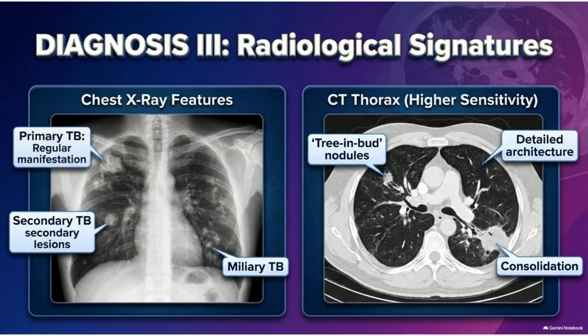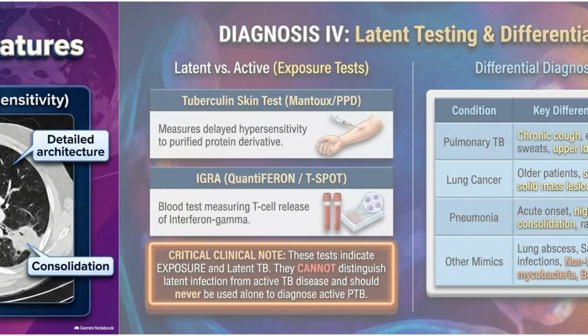Chest X-rays can reveal characteristic features of primary or secondary TB, while CT scans offer higher sensitivity, clearly showing structures like tree-in-bud nodules, consolidation, and other markers of disease activity.